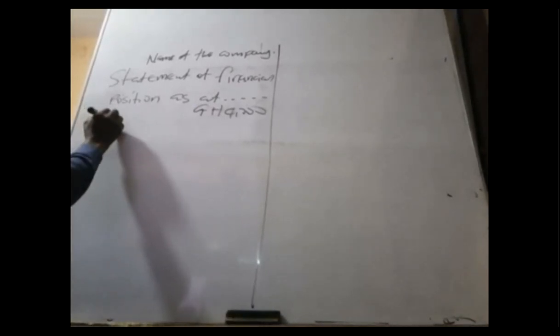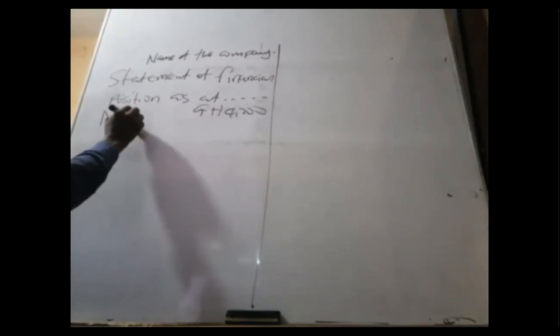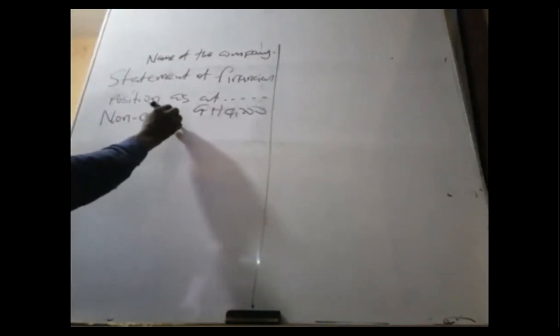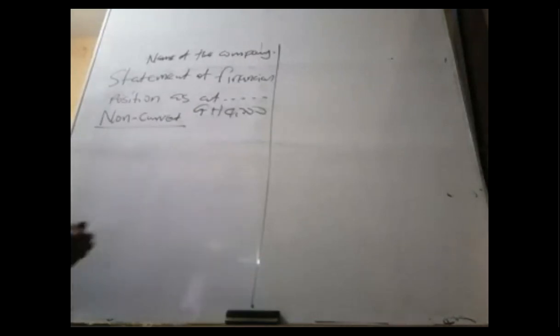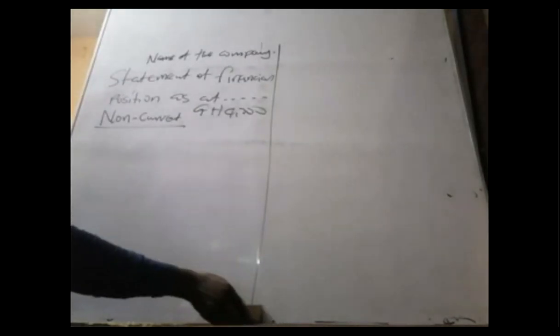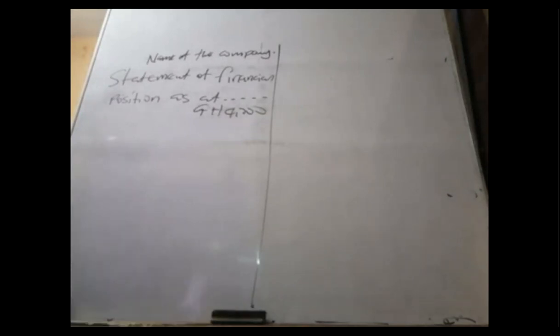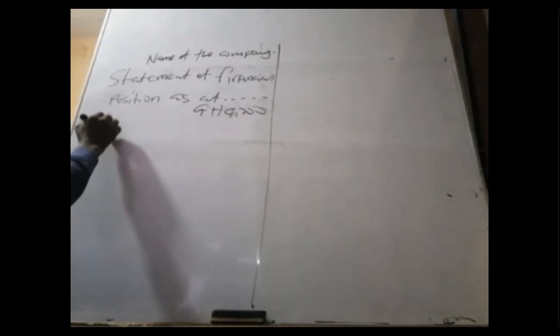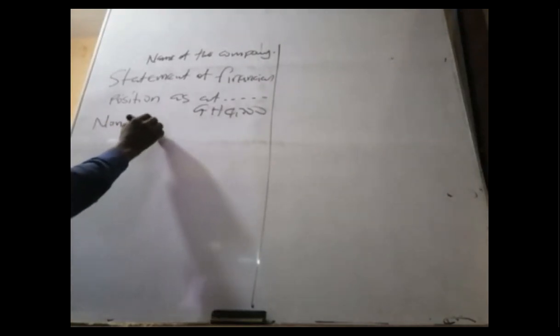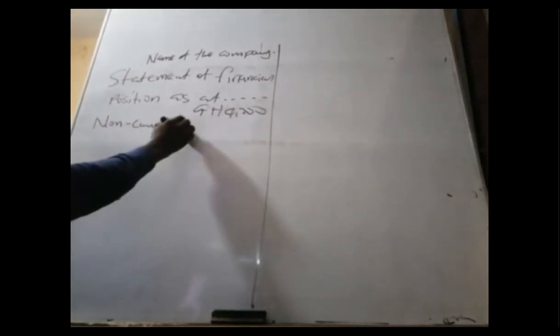You start with your non-current assets. So non-current assets. And thank God we've done that under the conceptual framework. So please and please again, if you have not fully satisfied yourself with the conceptual framework that we did the last time, kindly revisit it and look at it. So your non-current assets.